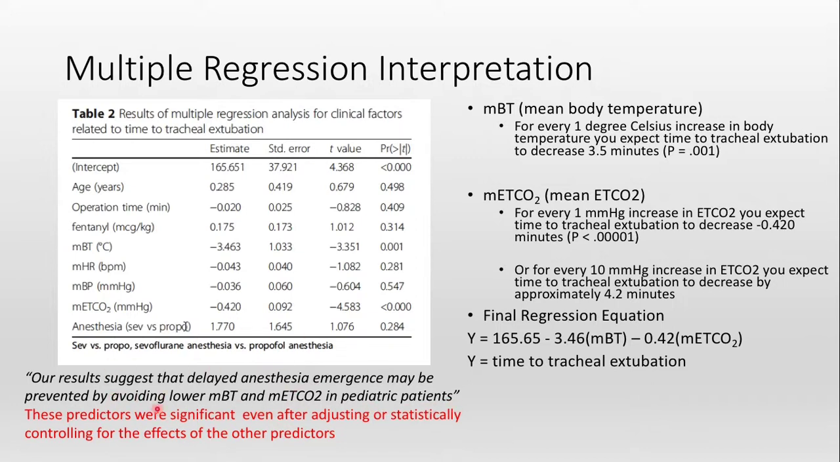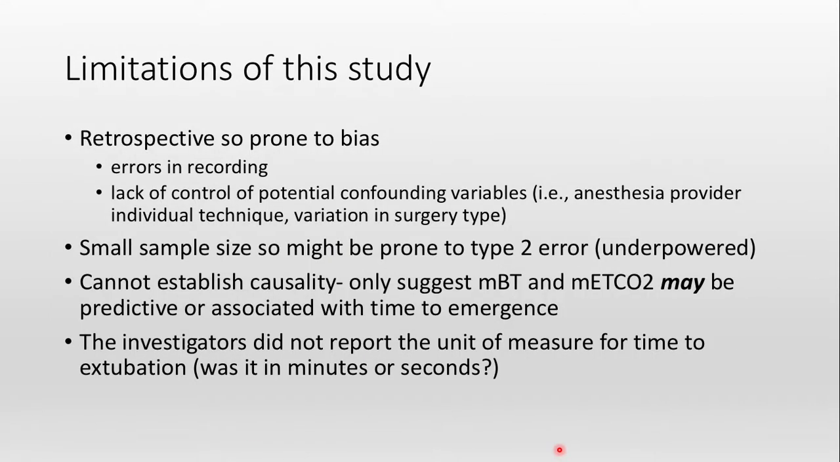They said may as opposed to cause because this was retrospective. It was prone to some biases. It could have errors in recording. They didn't control for anesthesia provider effect on the outcome or type of surgery. The sample size may have been small, so it may have been underpowered, so maybe they didn't have enough power to find some of the other predictors. You cannot establish causality because it was retrospective, only suggests an association.